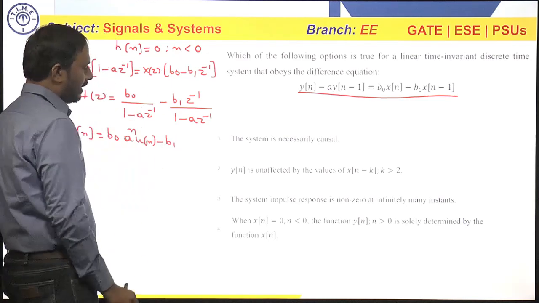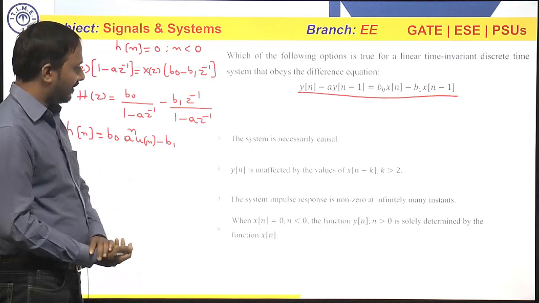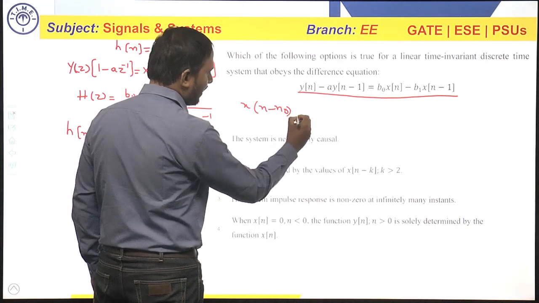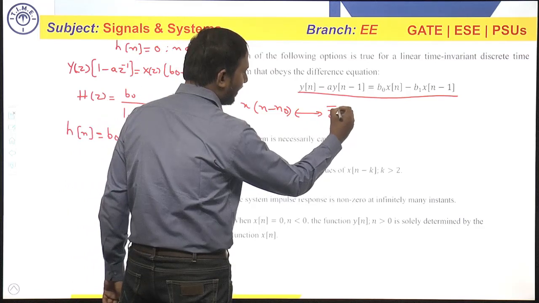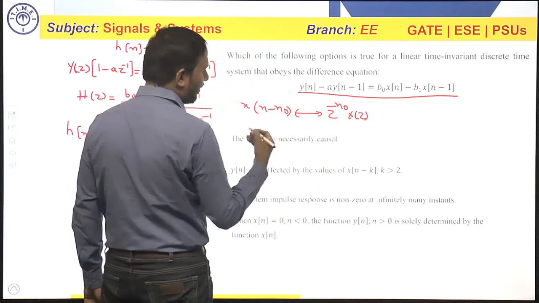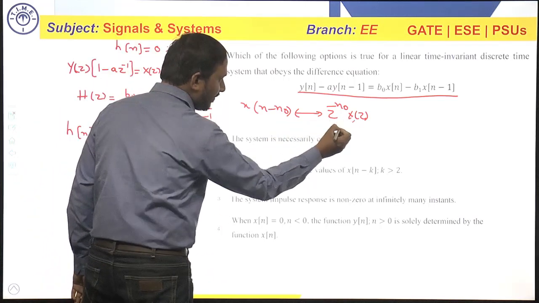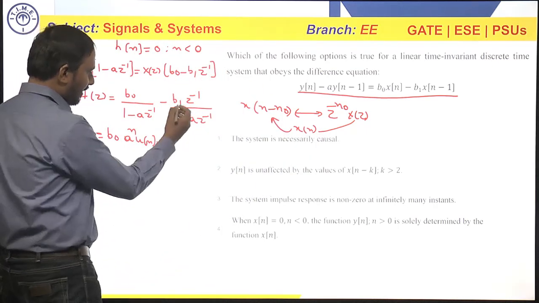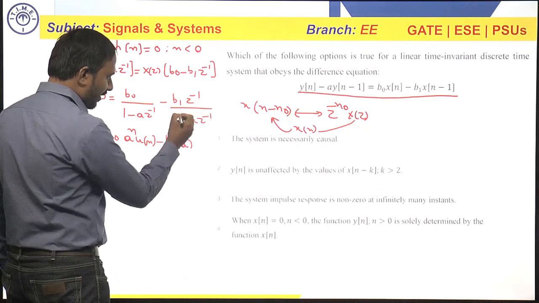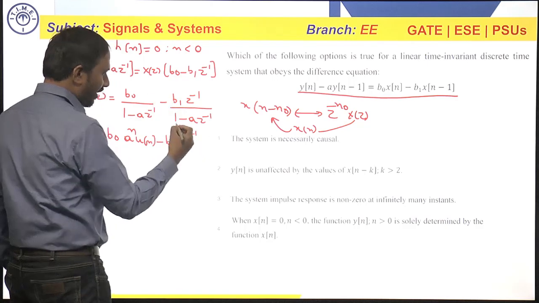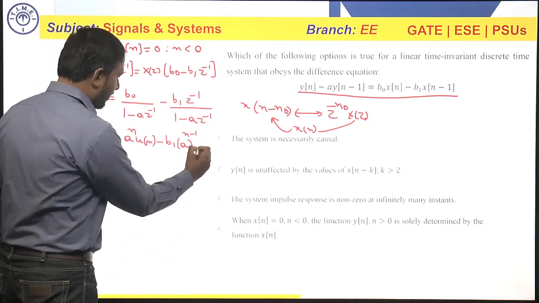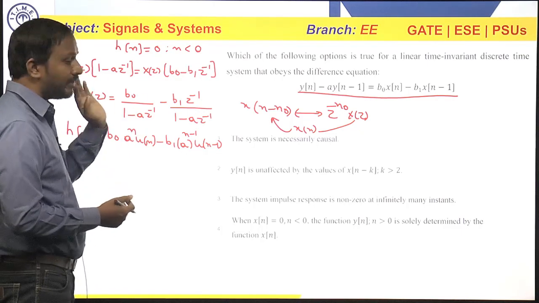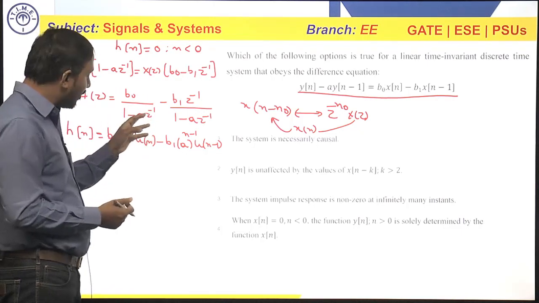minus B1 times Z inverse by 1 minus A Z inverse, using the shifting property. See, x of n minus n naught forms a Z transform pair with Z power minus n naught into X of Z. If you want the inverse of Z power minus n naught into X of Z, in the inverse of this X of Z, that is x of n, wherever you have n, replace with n minus n naught. Utilizing that, I will get A power n u of n, minus B1, wherever you have n, replace n minus n naught, whose value is 1 here: A power n minus 1 u of n minus 1. This is the impulse response considering the ROC to be outside of the circle including the pole A.